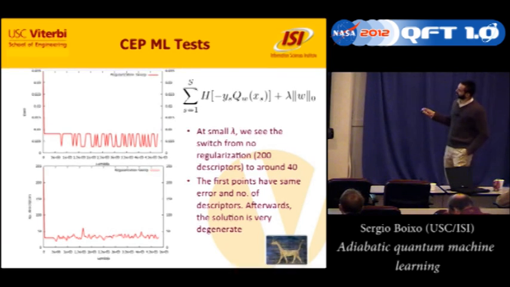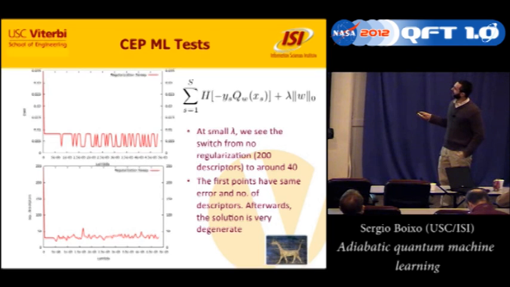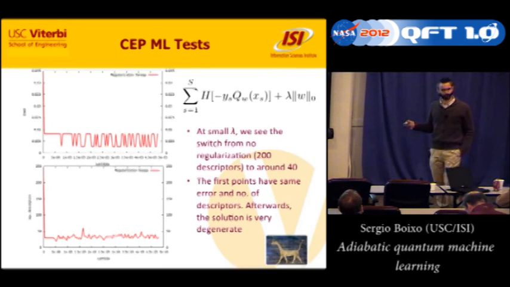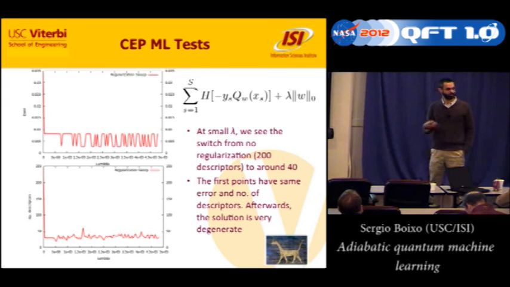So we do that, and we see that as soon as we turn on regularization, we get an error of around 0.005, which is very good. And we get a set of around 30 descriptors, which is actually very reasonable, because for the 200 molecules we were using for this, you end up with roughly 30 descriptors.